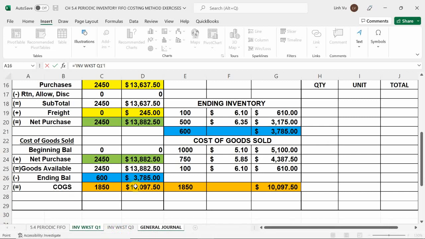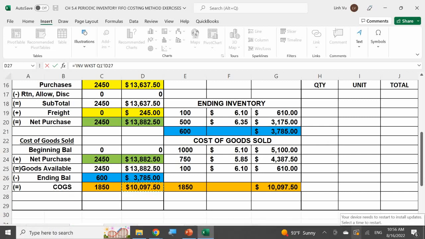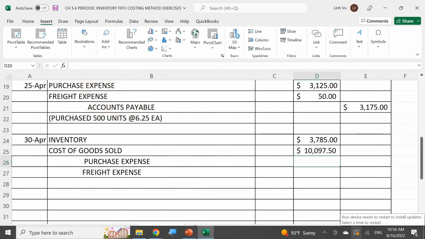$10,097.50. Good. Now notice this: I'm using total value cost, not quantity. That was one of the things that we had to do for the monetary unit measurement, is that you don't record quantity, you record in terms of how much value, what was the total cost. So in this case, there you go.